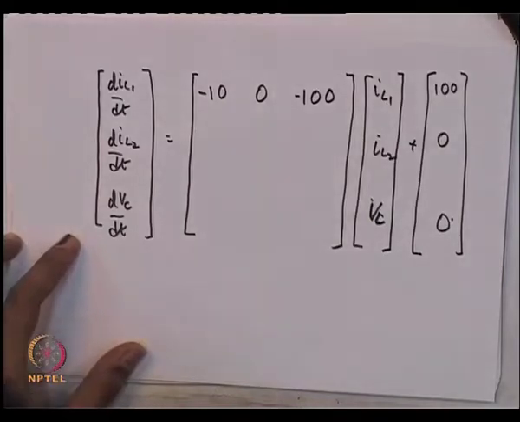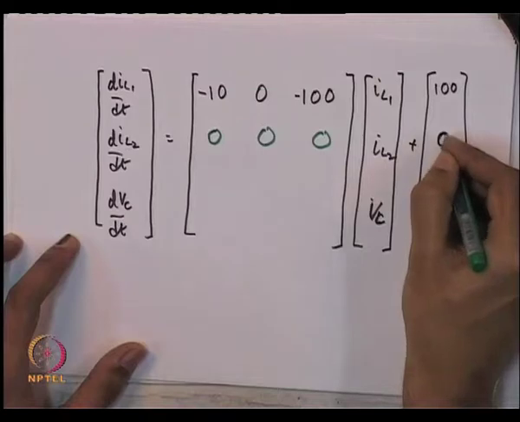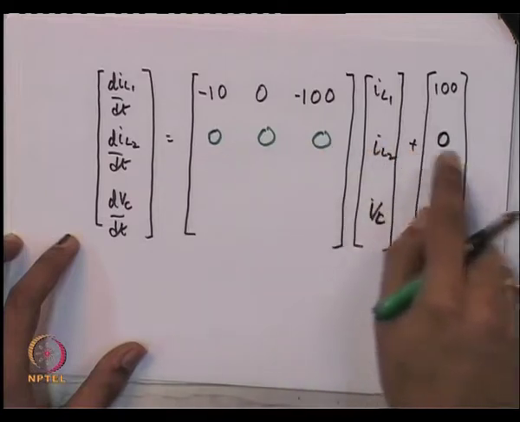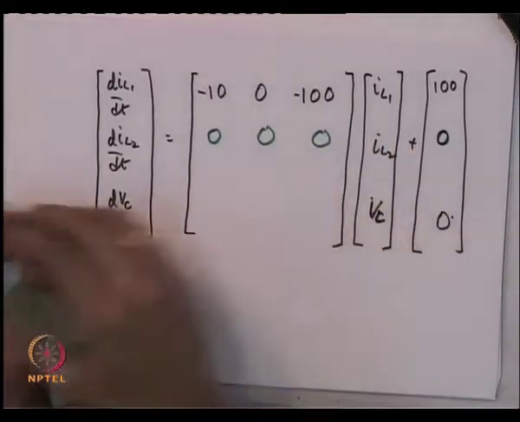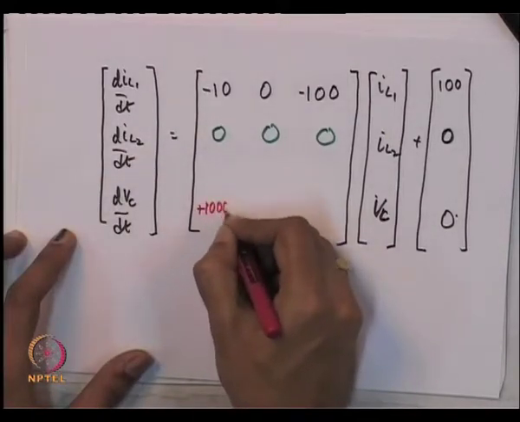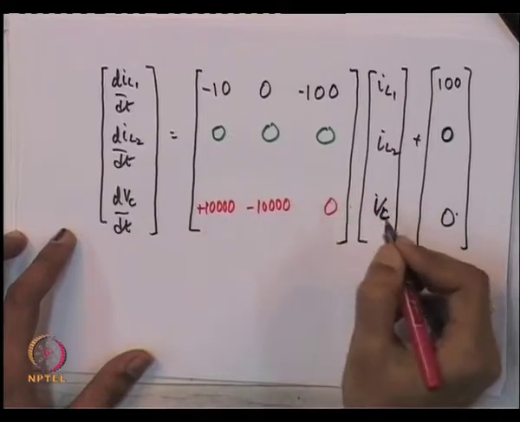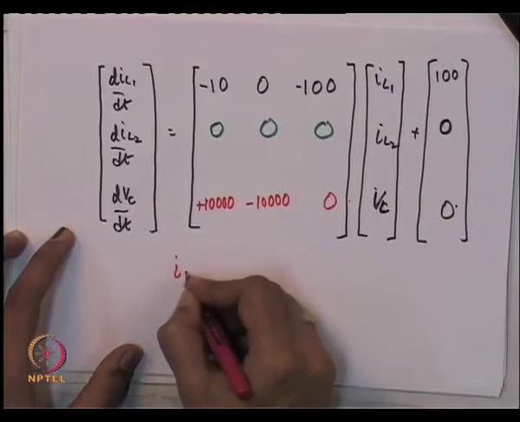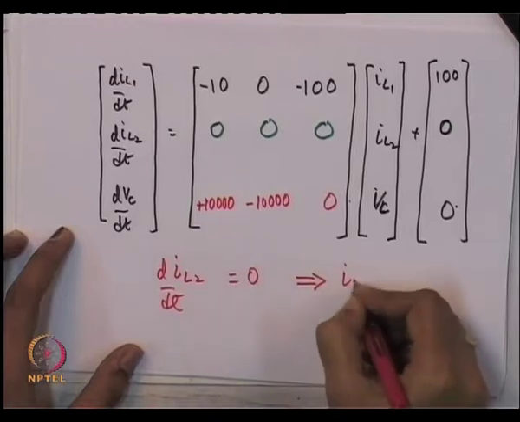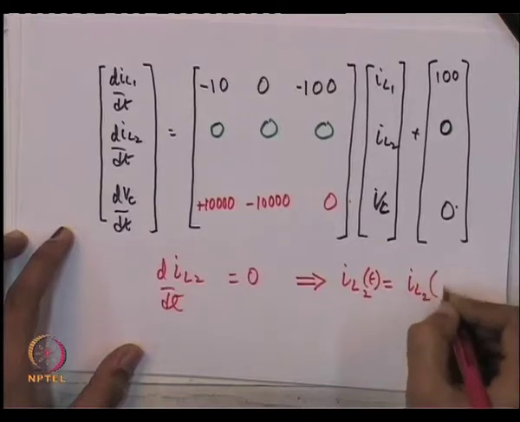What I will do is set this equal to 0, this also as 0. So, what it means is that dIL2 is equal to 0. The rest of the things of course remain the same. So, what we have is, if dIL2 is equal to 0, it implies that IL2, as a function of time, is nothing but IL2(0).